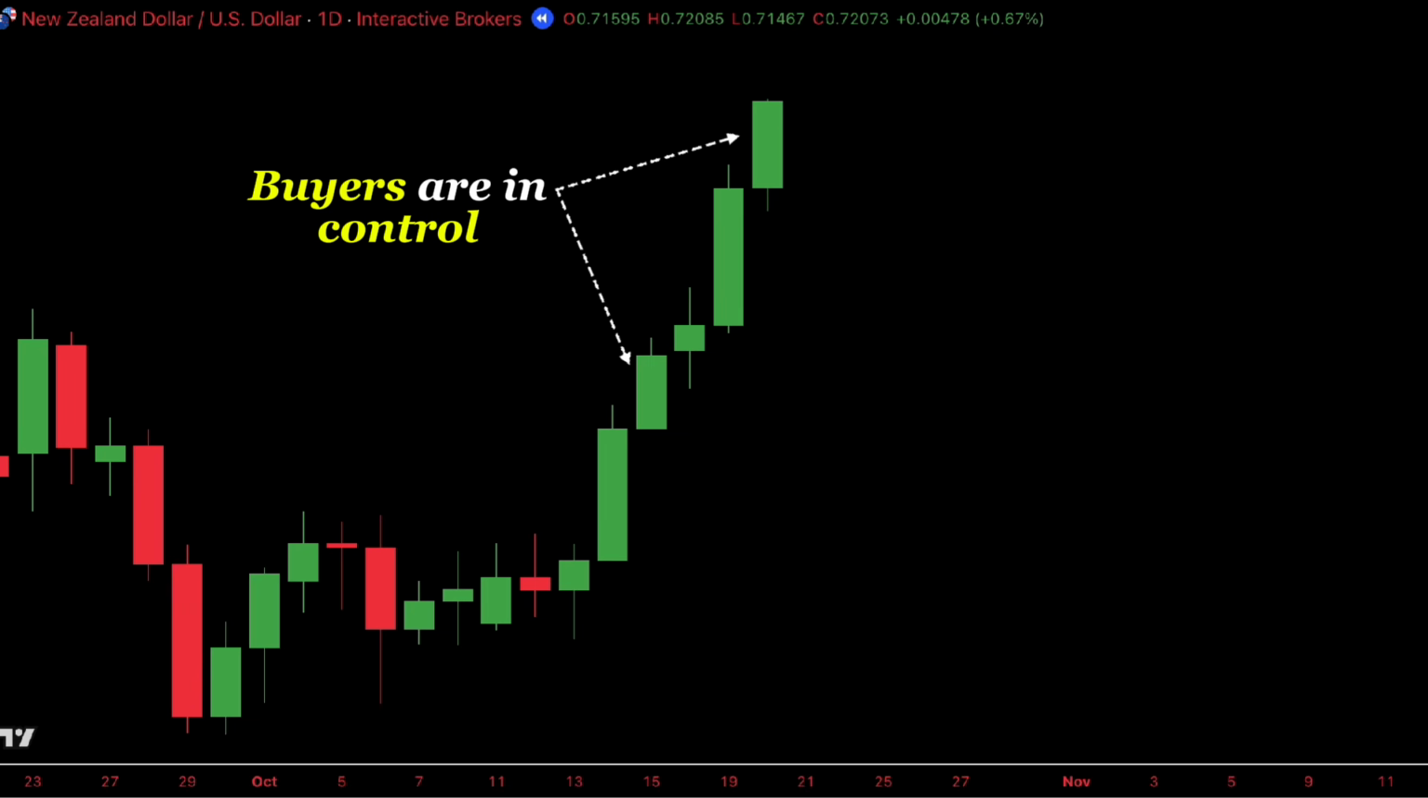So just by looking at the opening and closing prices of the candles, you can already start understanding who is controlling the market. But this is just the basics. What you're going to learn next will completely change the way you look at candlestick charts. So don't skip anything and keep watching until the end.